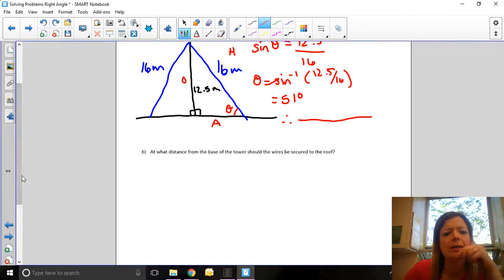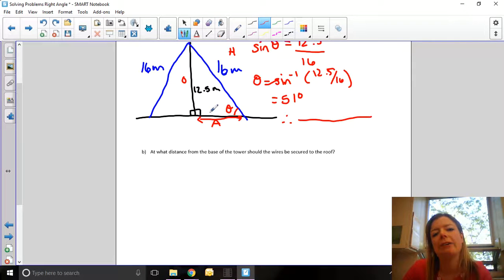Okay, at what distance from the base of the tower should the wires be secured to the roof? So that's talking about this distance here, which we identified is adjacent to our angle. So we actually have two options here. We can use Pythagorean theorem. Since we know this is 12.5, we know this is 16. So to find the unknown side length, we can use Pythagorean theorem. Or since we now have this angle, we can use SOHCAHTOA. Okay, it's really up to you guys what you want to use. I'll show you both though.